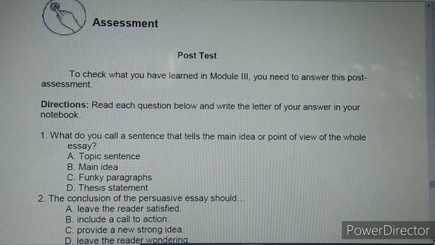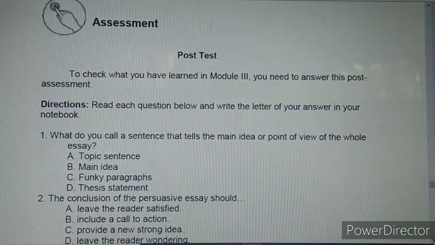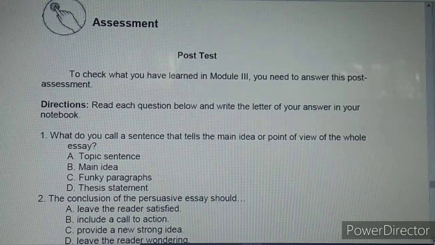Now let's continue. Number 2. The conclusion of the persuasive essay should A. Leave the reader satisfied. B. Include a call to action. C. Provide a new strong idea. Or D. Leave the reader wondering. What do you think is the correct answer for number 2? Well, the correct answer for number 2 is letter B. Include a call to action.